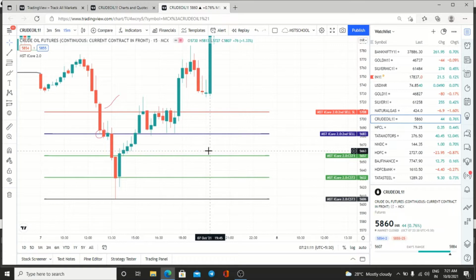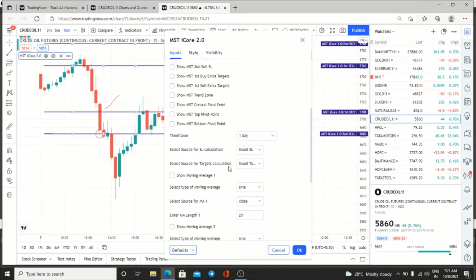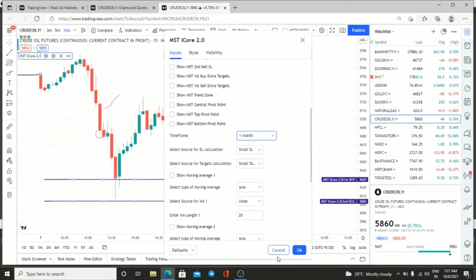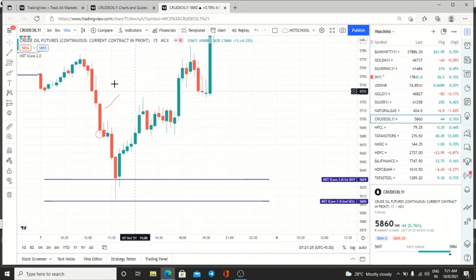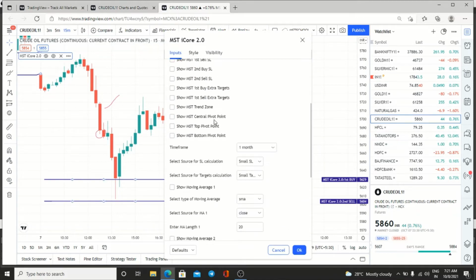Now what advanced method do we have? This also you will learn in advance. Every day you keep the monthly time frame. On the monthly time frame, you also add the MST top pivot and bottom pivot.